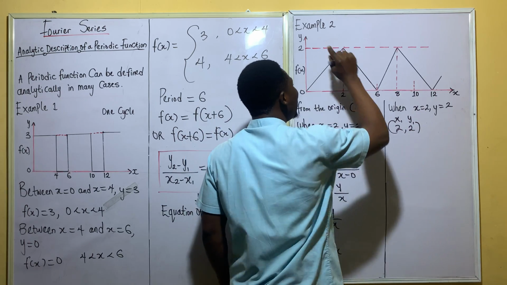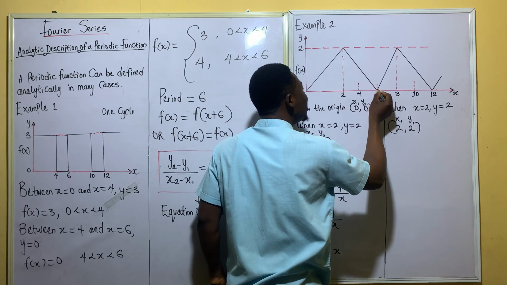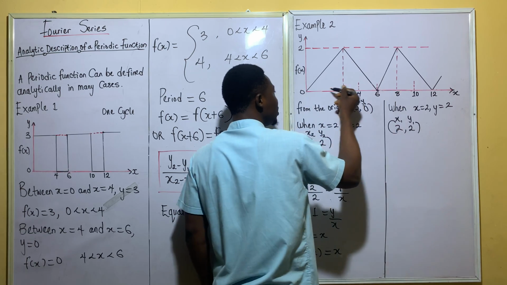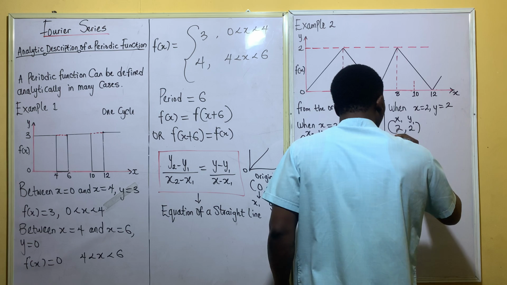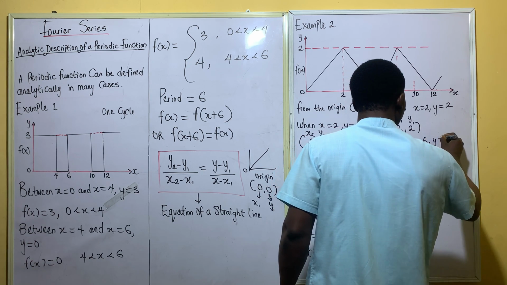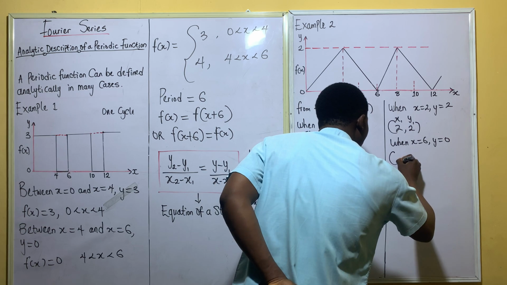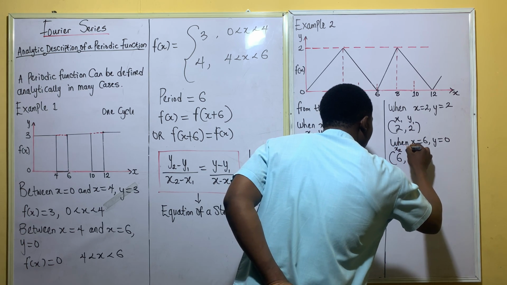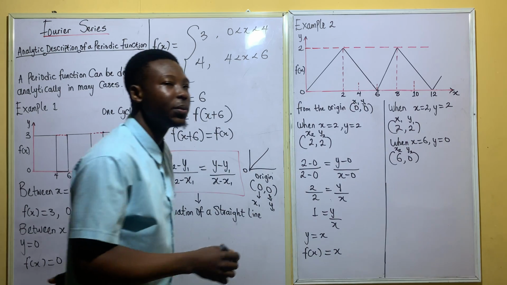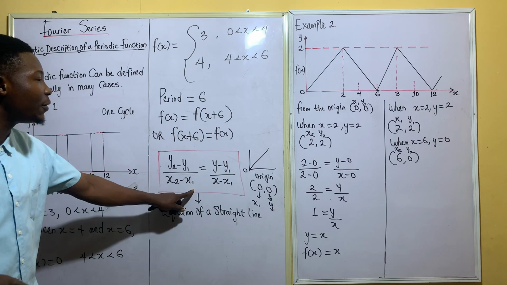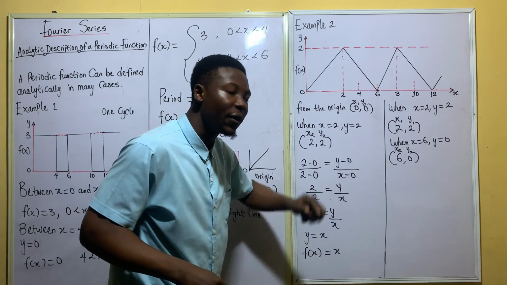Now you see it very clearly here that when x is 6, y is 0. When x is 6, trace it, see, y is 0. So when x is equal to 6, y is equal to 0. So we have (6, 0). So this is our x2, and then this is our y2. All right.